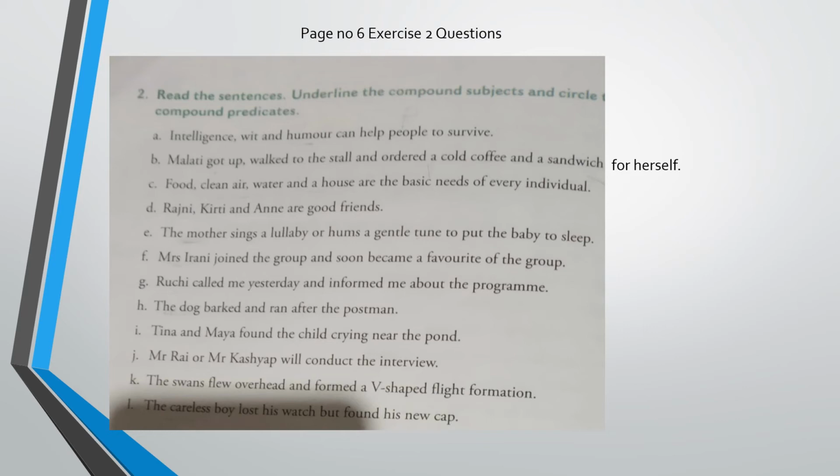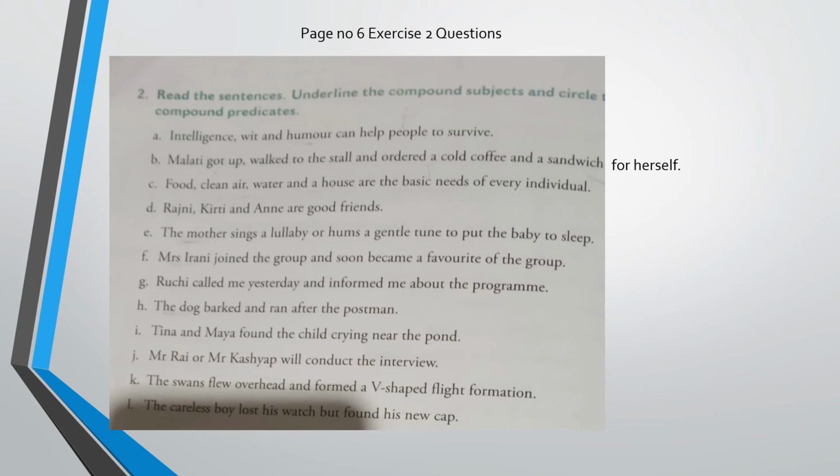Compound subject means nouns or pronouns coming together. For example, Mahesh and Ramesh are playing on the ground. So Ramesh and Mahesh, two nouns, two subjects come. That is called a compound subject. Compound means you have to use a conjunction like and, but. In the same way, a compound predicate also comes together after the verb. After the verb, a simple predicate also comes there, joined with a compound predicate. It means conjunctions: and, but, or. Conjunctions you know, everyone, 6th standard. So conjunction words joining the sentence, that is called a compound predicate.